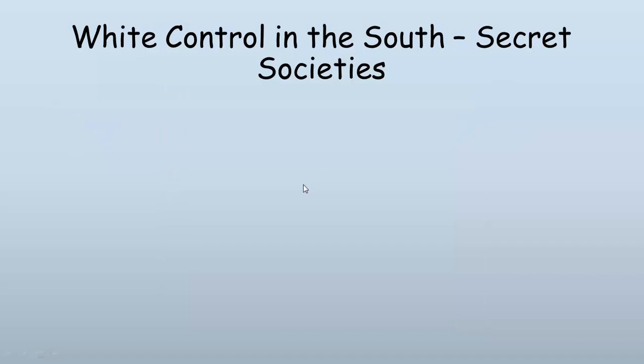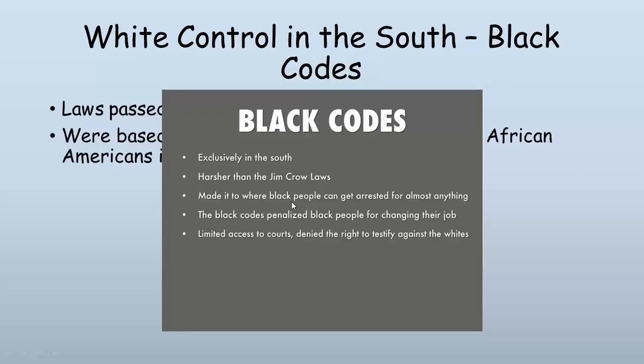They're really harsh. The Jim Crow laws, as we go back, made it so that black people got arrested for almost anything. And if you got arrested, you had to pay off your fine. And usually they were going to put you back on somebody's farm.